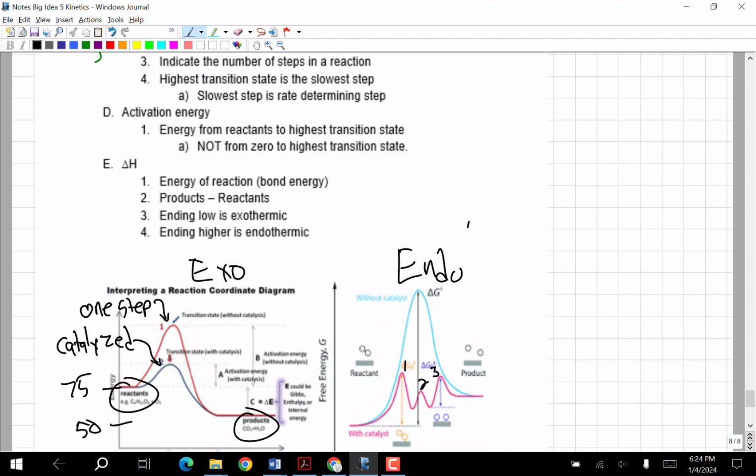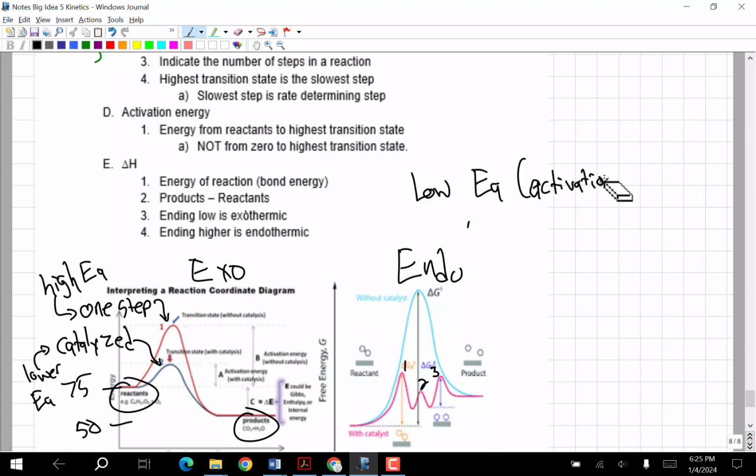And what that means is it lowers the activation energy. So notice 1 step, this has a high EA. This one has a lower EA. And remember, catalyzed means that it's faster. Okay? So a low EA, and EA, remember, is activation energy.